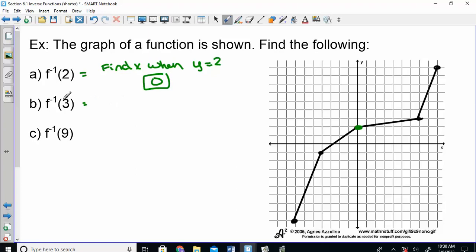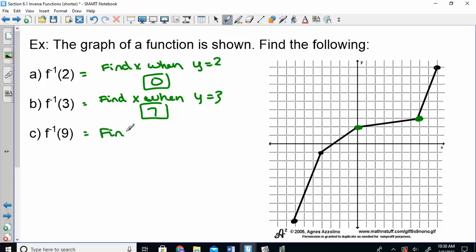B, f inverse of 3. So on the original, 3 was the y. So I have to find my x when y was 3 on this graph. So I go to my graph, when the y value is 3, we're right here. What's the x value? 8. Is it? Yeah, I think it's 7. Kind of hard to count from a distance. Those all kind of blur together.